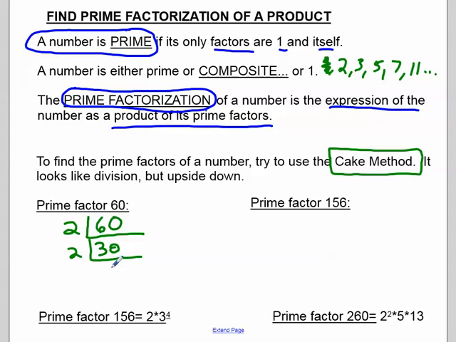30 divisible by 2, yes. 15. 15 divisible by 2, nope. Go to the next prime number, and that would be 3. 15 divisible by 3, yes. 3. 15 divided by 3, 5.